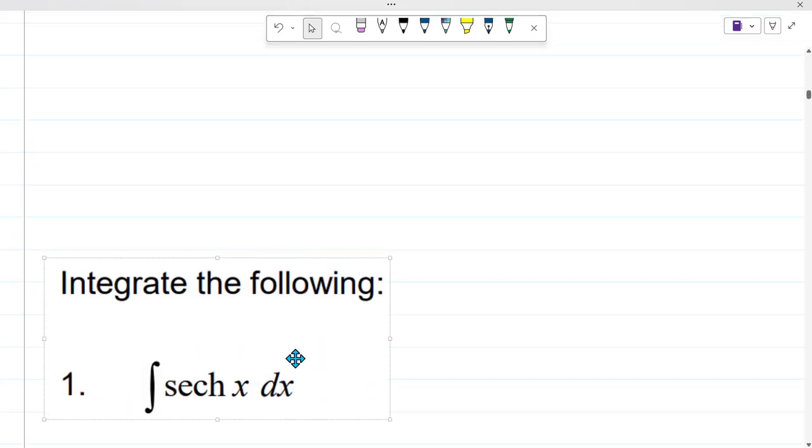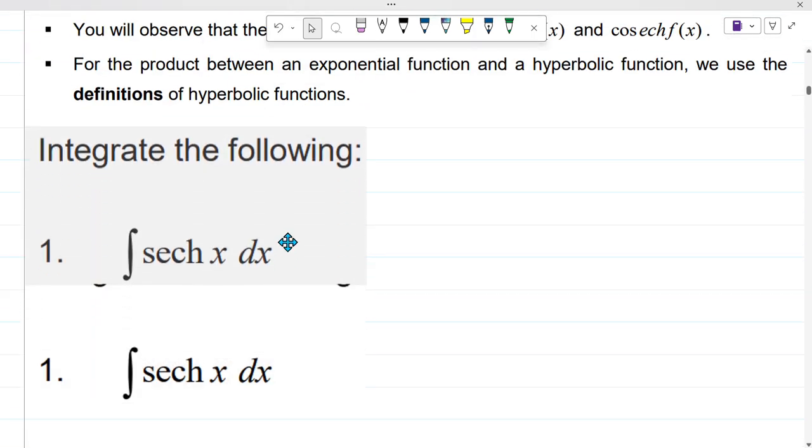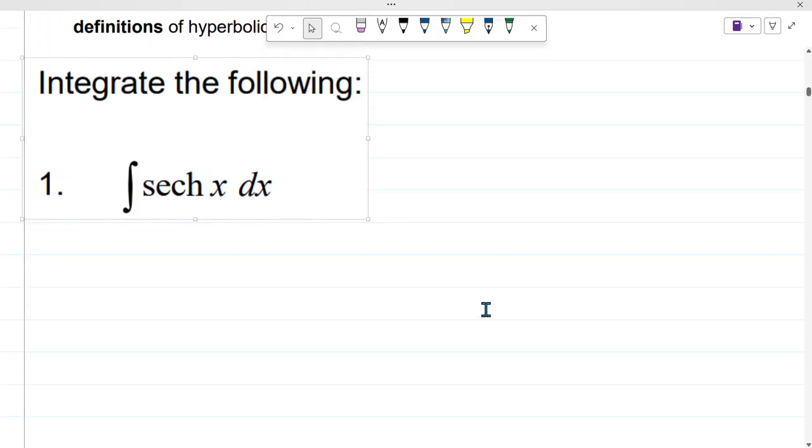Okay, here is the question. All right, you can see that we've got: integrate the following. So that's the question. And then number one, it says integrate hyperbolic sec of x dx. So the procedure is as follows.